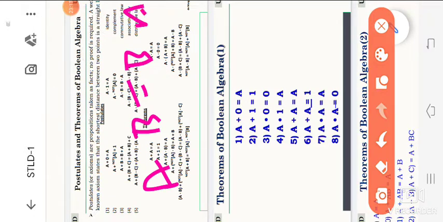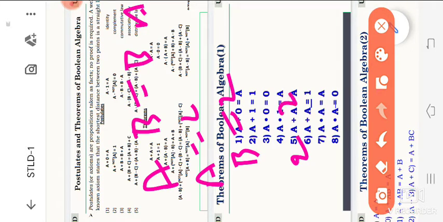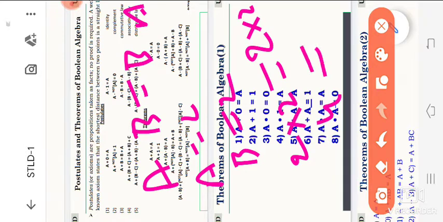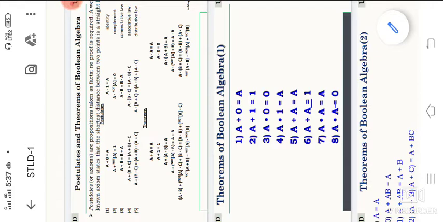That is the commutative. Same manner we have to observe A into B equal to B into A. That means for example A equal to 2, B equal to 2. That means 2 into 2, 2 into 2. That means 4 into 4. That is the commutative law.